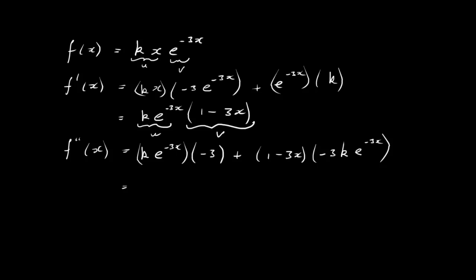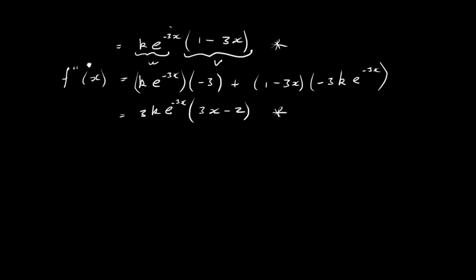Now, if we tidy all that up, I'll let you work through the algebra, but you'll end up with 3k e to the power of minus 3x into 3x minus 2. You can mess around with all of this yourselves, and you should end up with this. Factorize out this 3k e to the minus 3x. Okay, so this is my first differential and this is the second differential. Let's put them into our original equation.